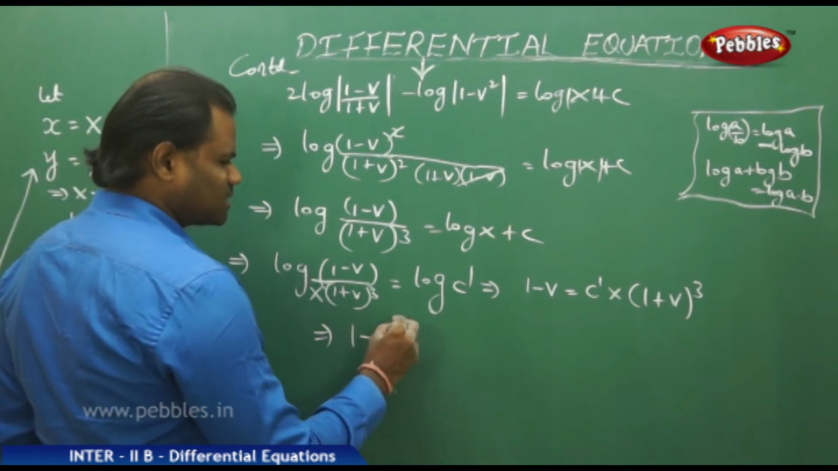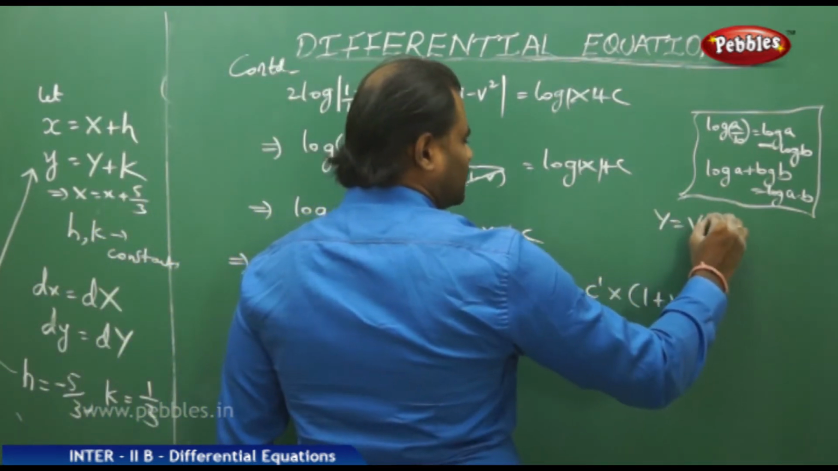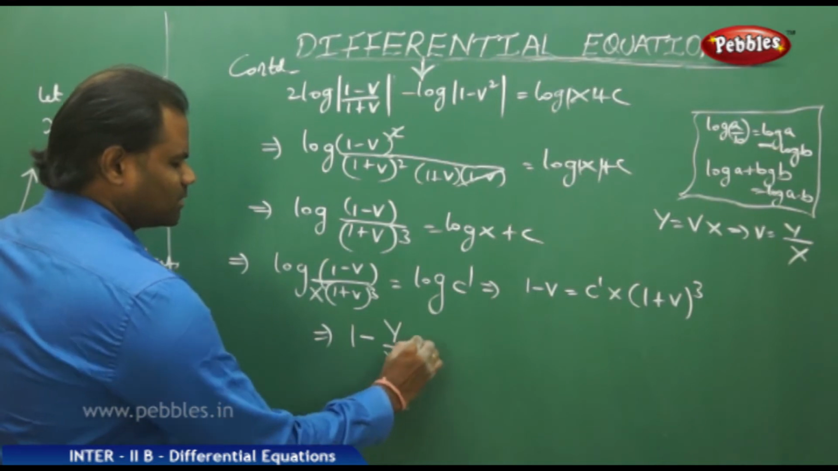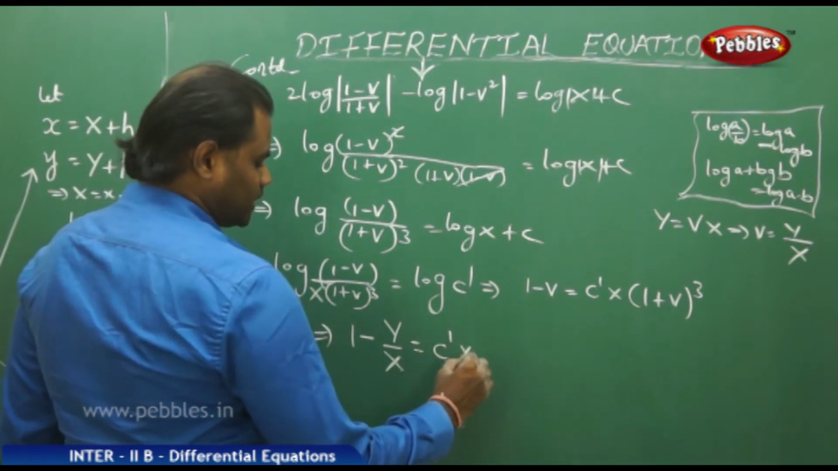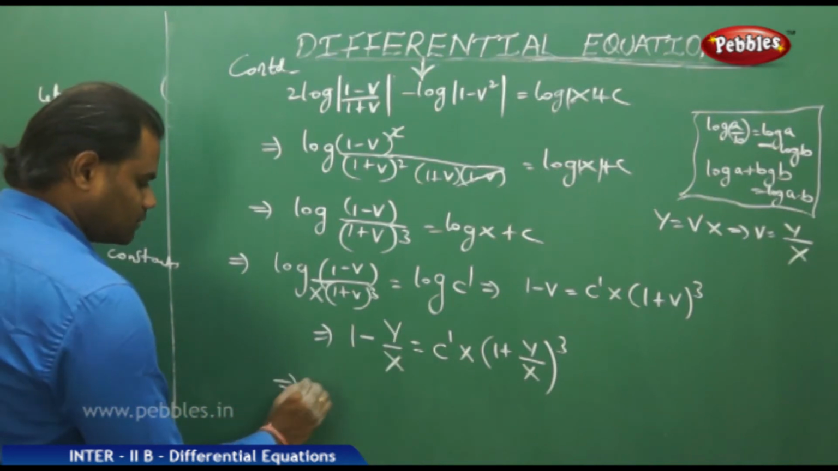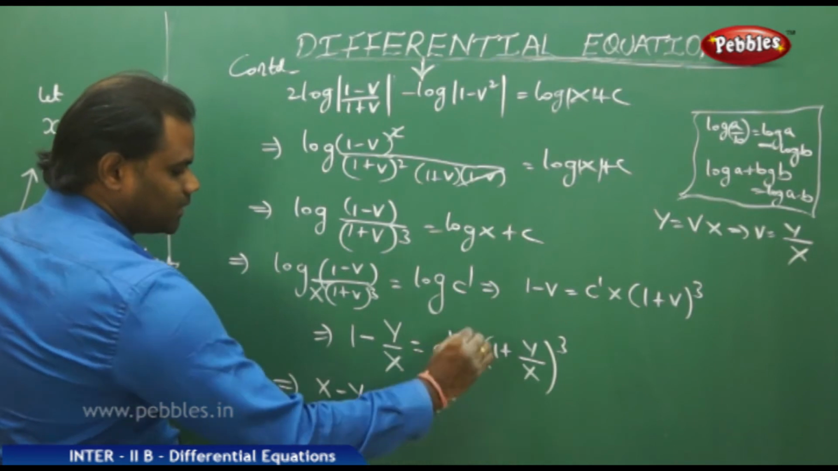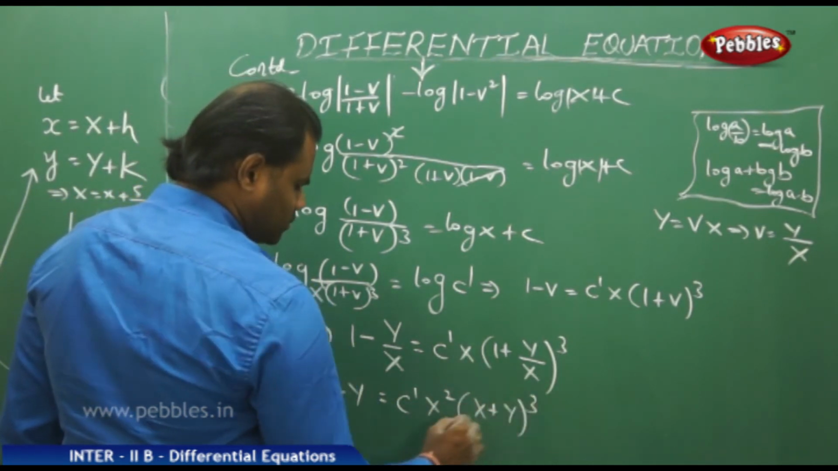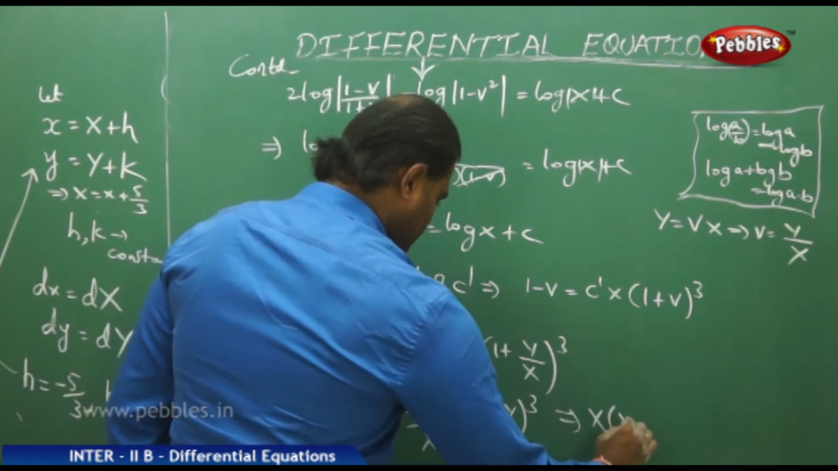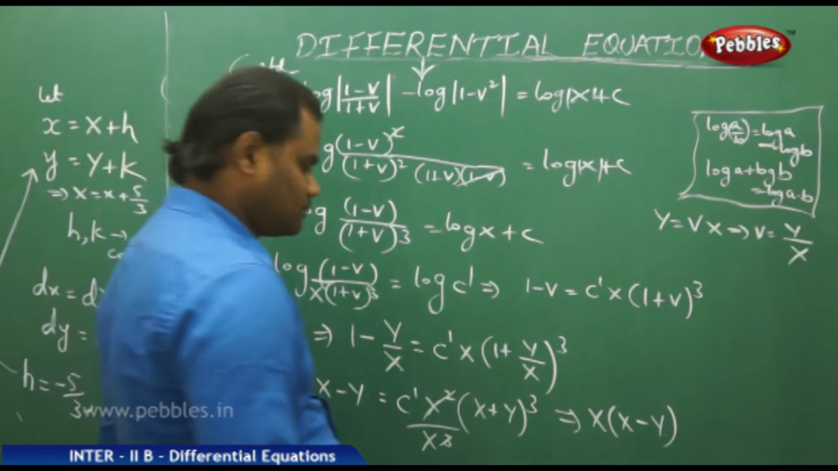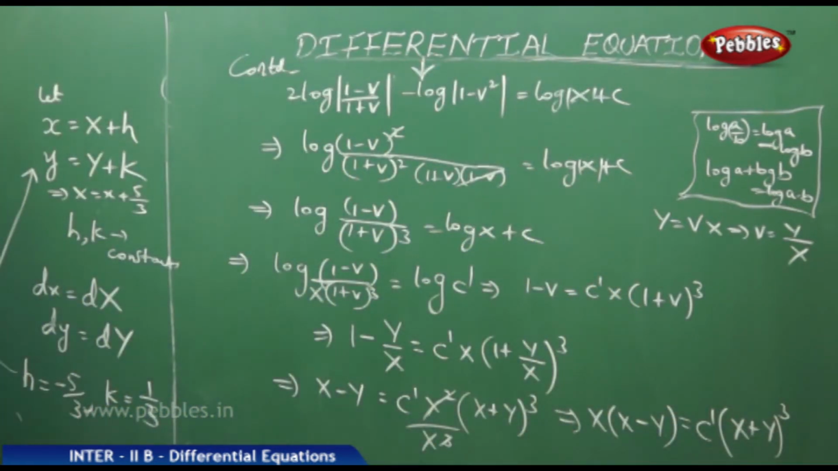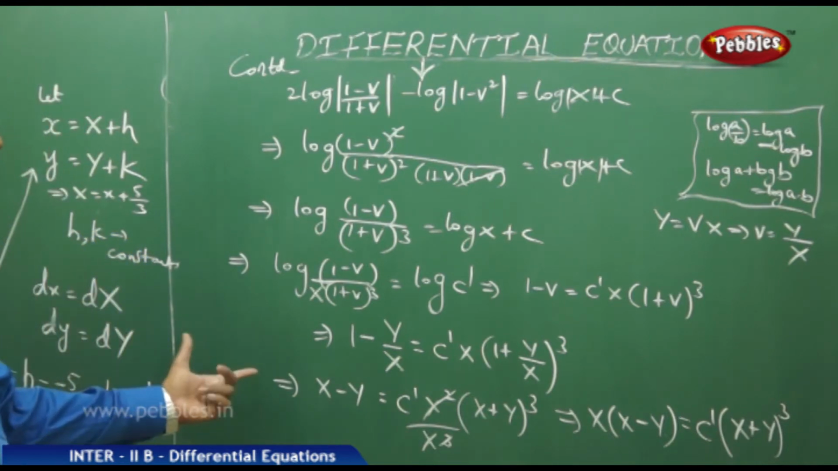So I get this as 1 minus v. y equals vx, implies v is y by x, and therefore I get this as 1 minus y by x equals c dash of (1 plus y by x) whole cube, which on further simplification gives (x minus y) as c dash x square of (x plus y) whole cube by x cube, where one x of that gets cancelled, and hence we get x times of (x minus y) is c dash of (x plus y) whole cube, where x and y are replaced using the h and k.